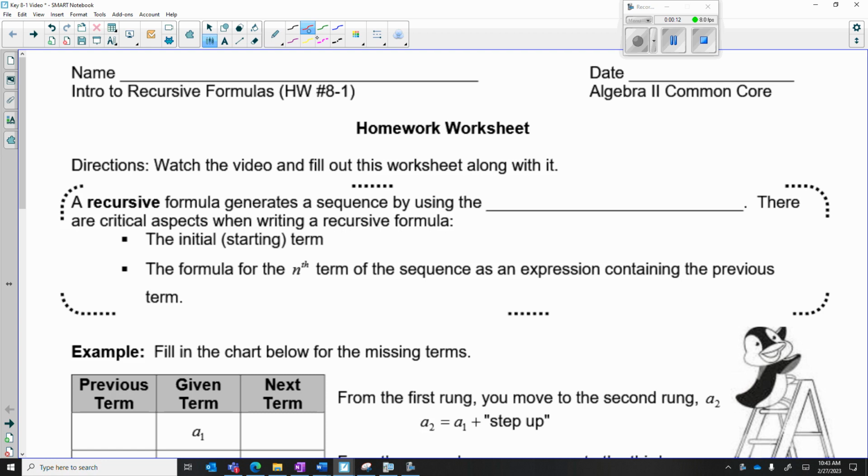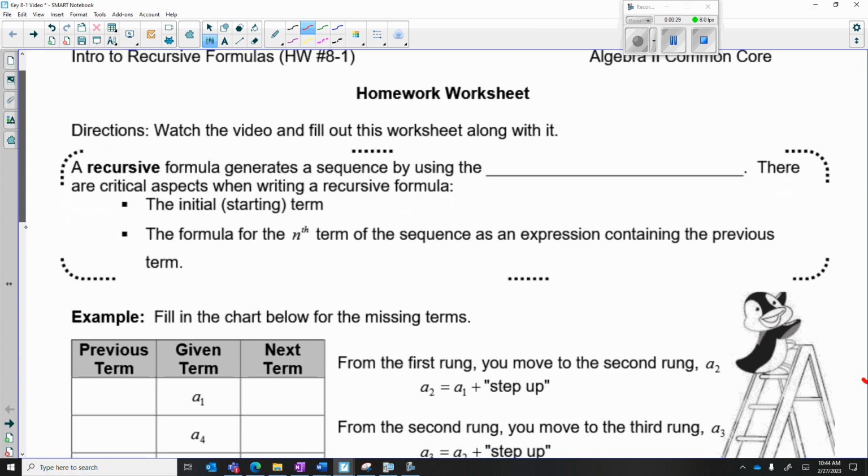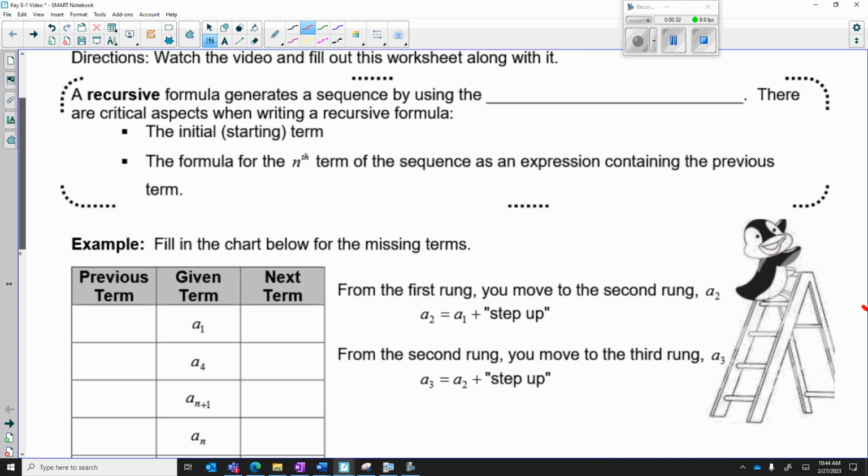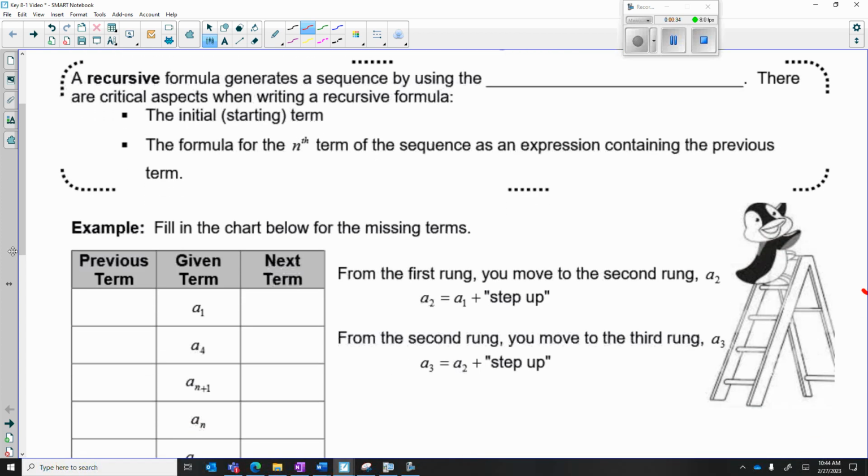So today we started talking about sequences. We talked about how it's a string of terms or a pattern of terms that display some kind of pattern. And we use the formulas that are located on the reference table for the explicit formula. Today we're going to talk about how to define a sequence in a different way, and that way is using the previous term to dictate the formula. As you can see here, it says the word recursive. It says a recursive formula generates a sequence by using the previous term.